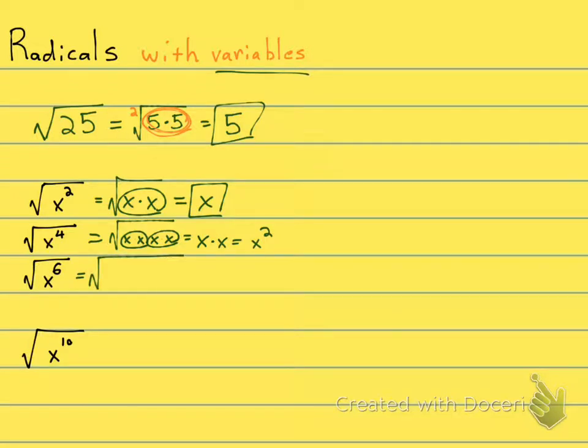Let's look at this one, square root of x to the 6th. It's like saying the square root of 1, 2, 3, 4, 5, 6 of them. So how many groups of 2? 3 groups of 2, right? Because this is a square root. They don't put a 2, but it's a square root. 3 groups of 2 inside will give me 3 x's outside. And x times x times x is x to the 3rd.